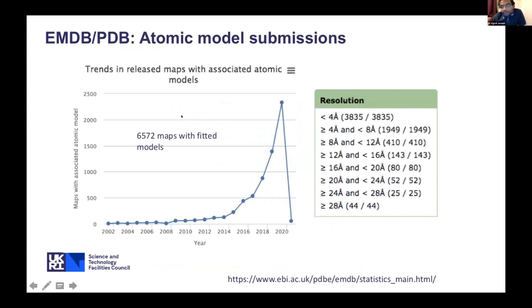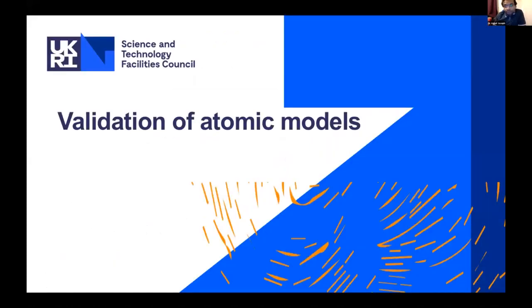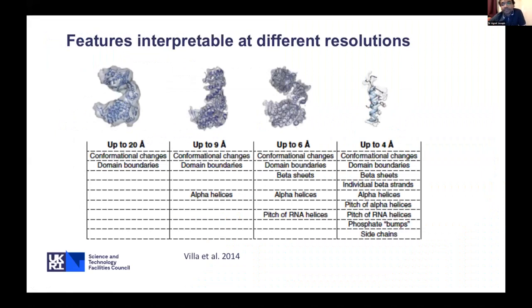I mentioned that the number of fitted models is increasing year by year, and currently there are around 6,500 fitted models derived from cryo-EM data. As you can see on the right, these fitted models are associated with data from different resolutions. The majority of them are from better than 4 angstrom maps, which is expected, and there's quite a large number between 4 and 8 angstroms as well. So atomic models are built in a wide range of resolution data in cryo-EM.